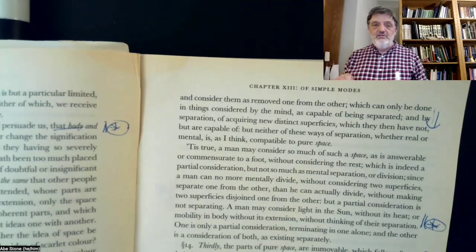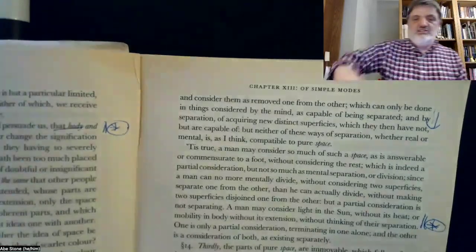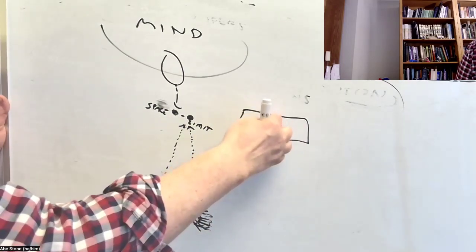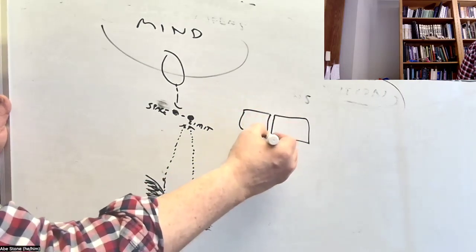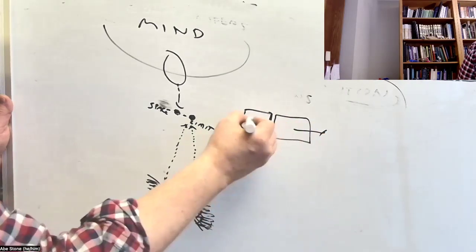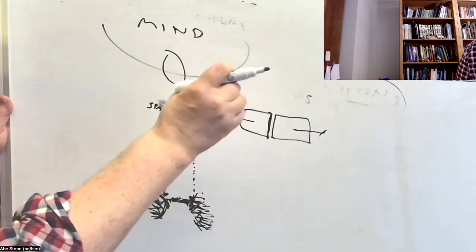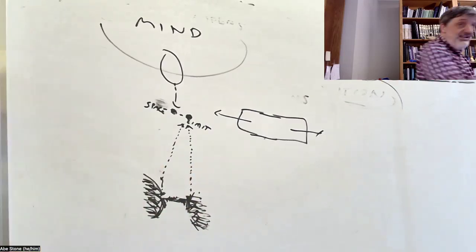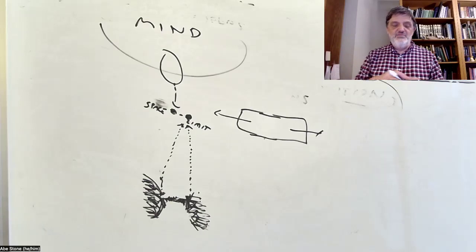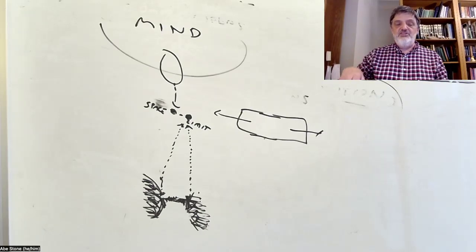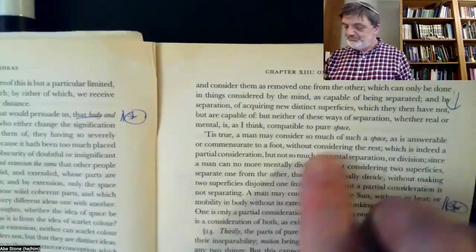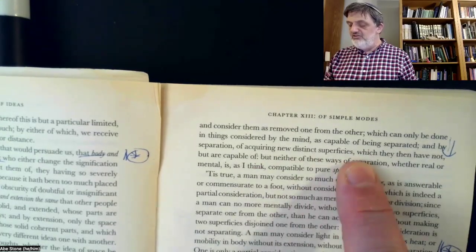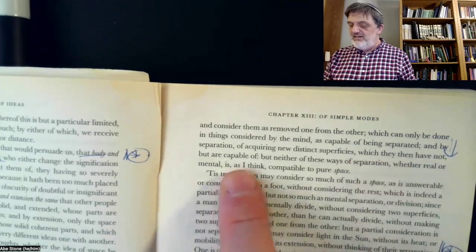So actually dividing something means you have a continuity, and now you make two superficies, that is, surfaces, where before there was a continuity, and you remove these things from each other. That's actually dividing. Now he says dividing mentally just means that you take this thing that actually remains continuous, and you imagine making two superficies in it and moving the two pieces apart. And he says that mental separation can only be done, "which can only be done in things considered by the mind as capable of being separated, and by separation of acquiring new distinct superficies, which they then have not but are capable of," right?